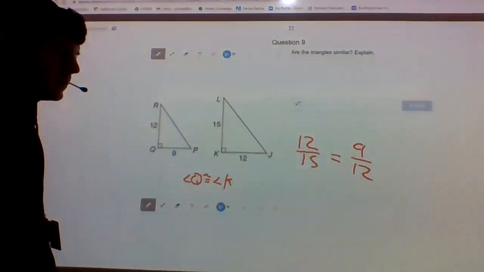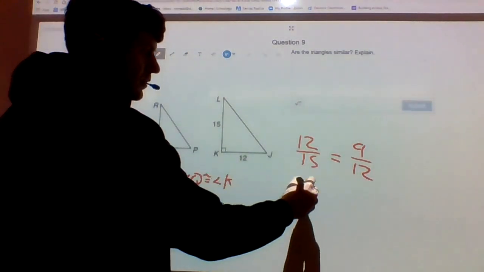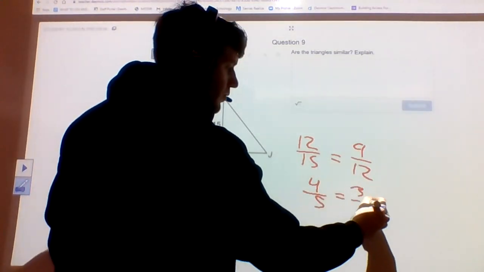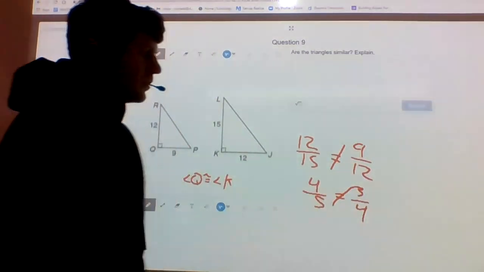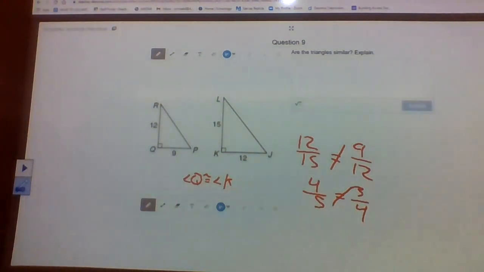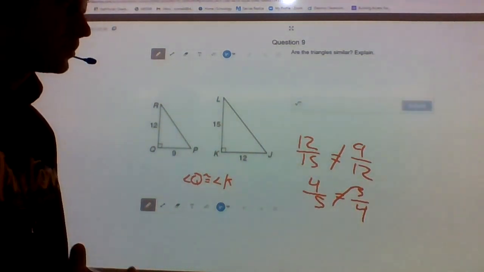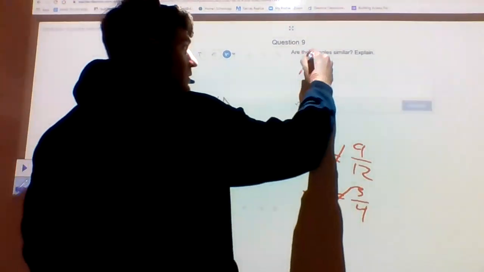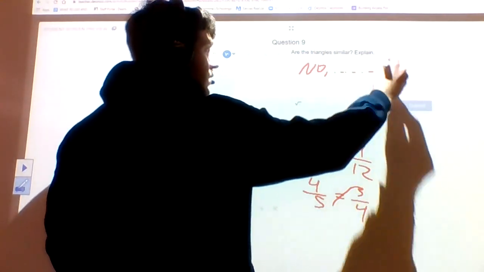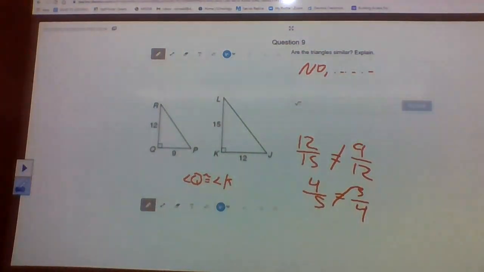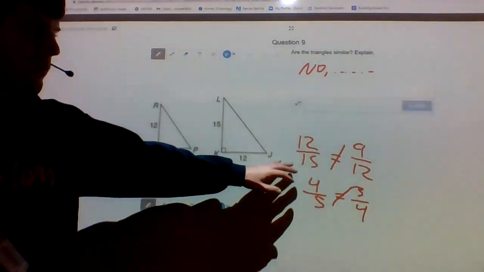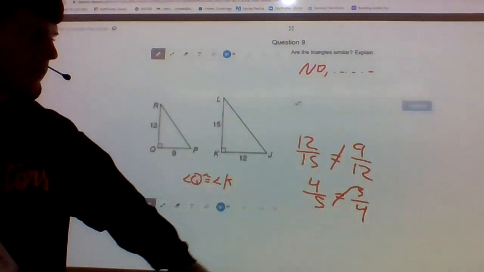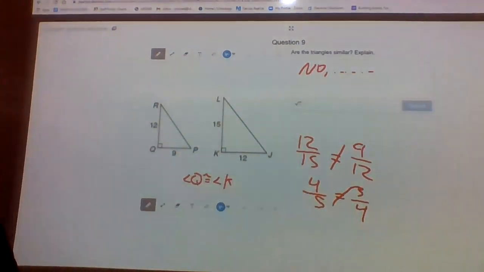Okay, if we reduce these, divide by 3 on the top and the bottom here, you're going to get 4/5. Divide by 3 on the top and bottom here, you'll get 3/4. So those are not equal. Since the ratios of the corresponding sides are not equal, we know that those sides are not proportional. And since the sides are not proportional, we can say no, and then you can give your explanation. They're not similar because the sides are not proportional because the ratios of the corresponding sides are not equal. We have one pair of congruent angles, but the sides are not proportional.